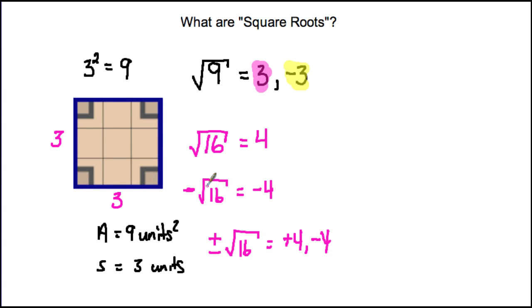Now there are some tricky things that go with square roots as well. First of all, the square root of negative 16. If you think about our work with integers, there are no two numbers that are the same that multiply to give us a negative, because a positive times a positive is a positive, and a negative times a negative is a positive. So the square root of negative 16 actually has no solution. There is no square root of a negative number.